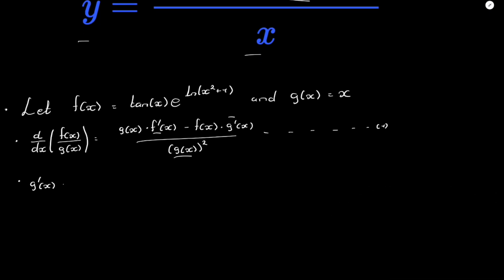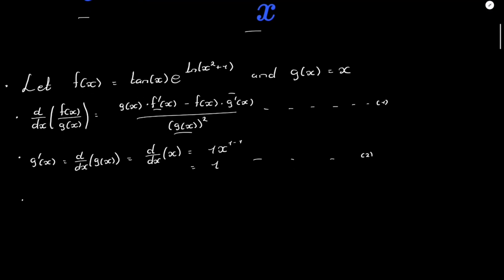So g prime of x is equal to the derivative with respect to x of g of x, which is the derivative with respect to x of x, is the function 1x to the power 1 minus 1, which gives us 1. We call this equation 2. Let's move on to our next function, g of x squared. So g of x all that squared is equal to, what is g of x? x all that squared, which gives us x squared. Equation 3.